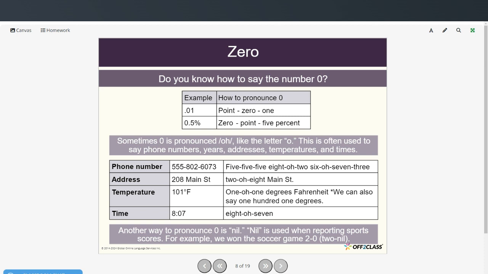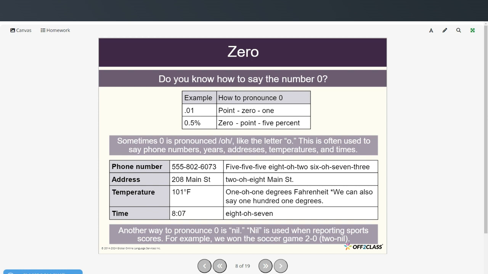So do you know how to say the number 0? So 0.01, and this is 0.5%. Sometimes 0 is pronounced O, like the letter O, and this is often used to say phone numbers, years, addresses, temperatures, and times. So phone number 555-802-6073. The address is 208 Main Street. So 208 Main Street.